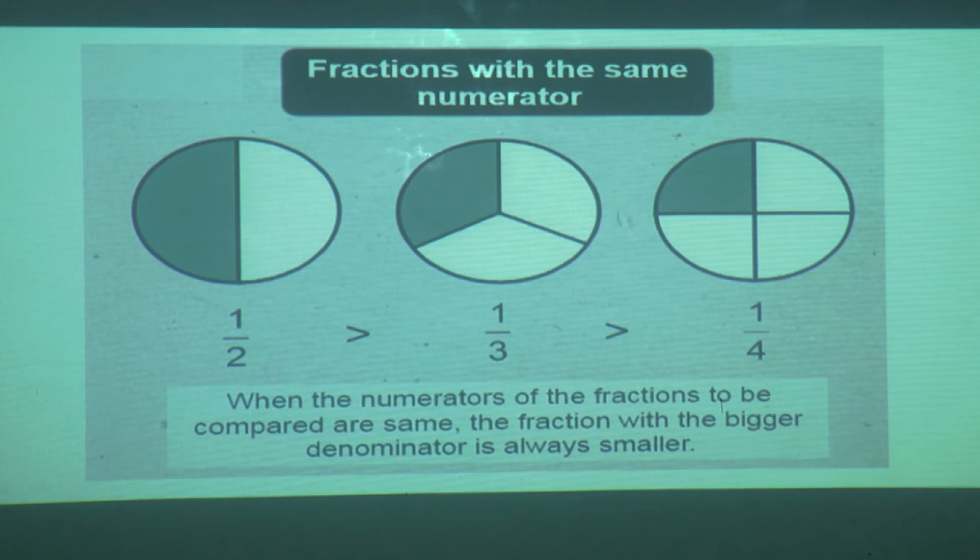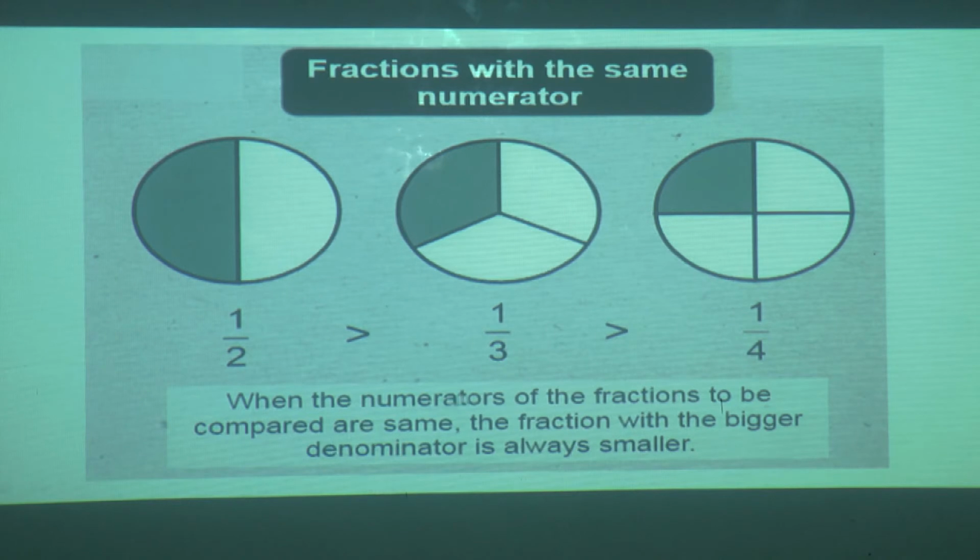Here we have divided it into 4 equal parts, and out of that only 1 part is shaded, so we write 1/4. Now our question was about the same numerator. These all have numerator 1, 1 and 1. The denominators are different.